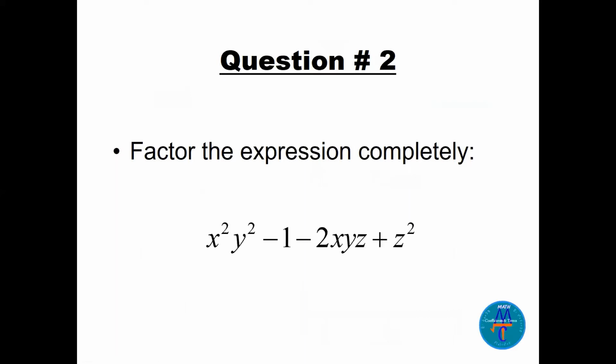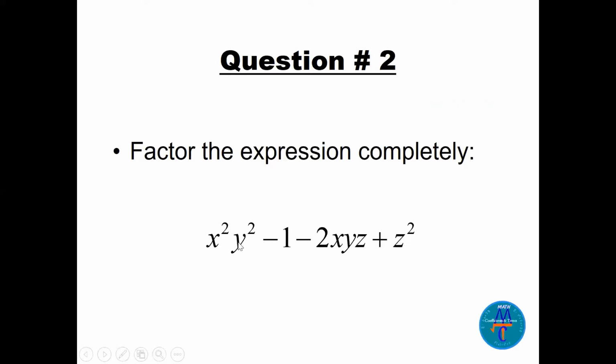Now, this is 4 terms. Well, maybe not an easy question. Factor the expression completely. Maybe you can try here, please. x squared y squared minus 1 minus 2xyz plus z squared. What do you think we can do?